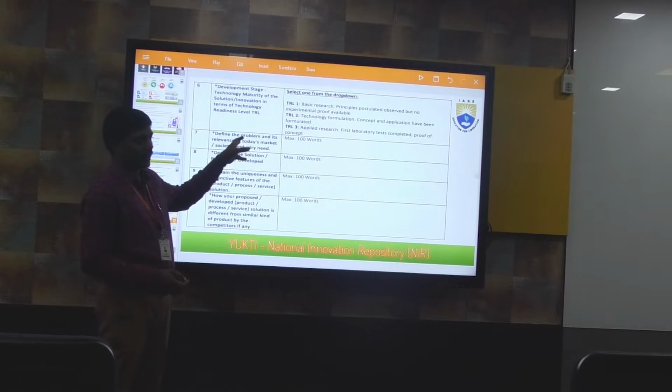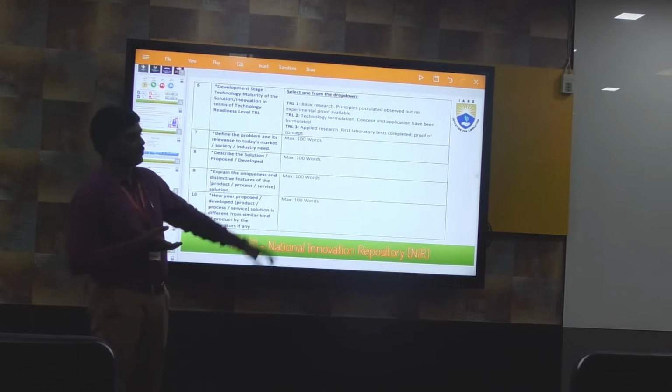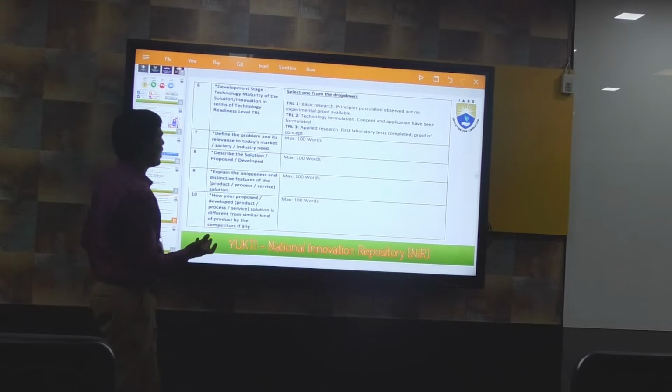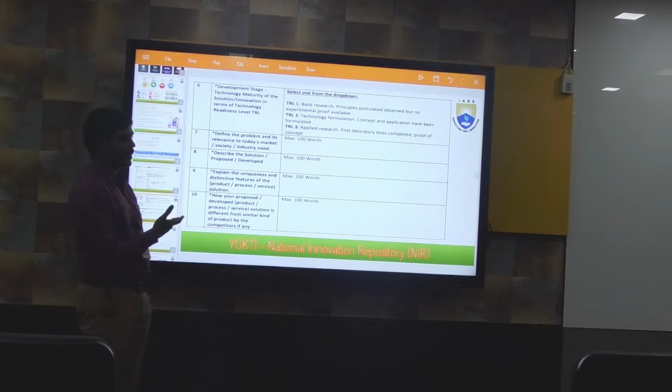So whoever the students have reached till this part can submit as an IDR POC and define the problem and its relevance to today's market, society or industry need. They have to define the problem in a maximum of 100 words. We have to take care whenever the students submit this problem statement. Sometimes students may write just one line, which is not acceptable. So at least we can review.